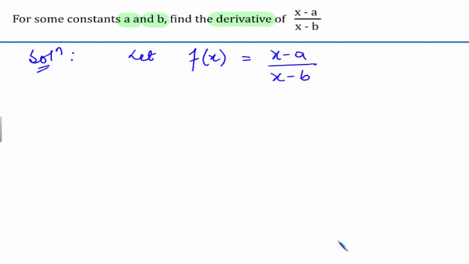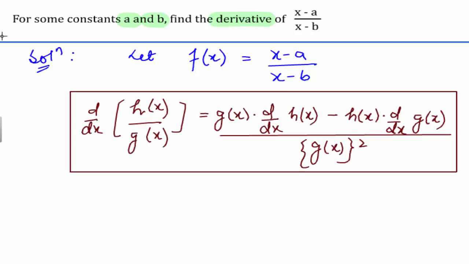Now we know that the derivative of the quotient of hx divided by gx is equal to gx into the derivative of hx minus hx into the derivative of gx, whole divided by gx whole square. So here gx is x minus b and hx is x minus a. So now let us find f dash x, that is derivative of x minus a divided by x minus b.